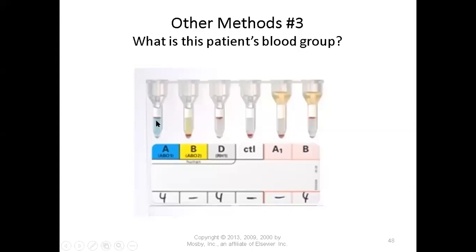So what does this mean? Our patient has A antigen, okay, because it agglutinated with the anti-A. When we look at the anti-B well here, we see that the patient's cells are all the way here on the bottom, and in gel testing that means negative. So this means no B antigen.